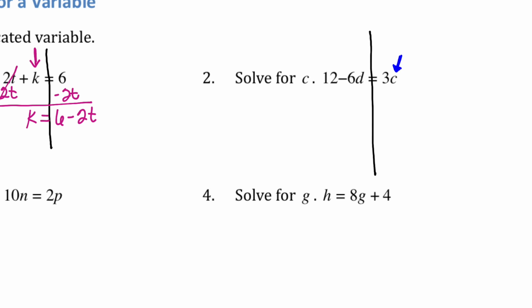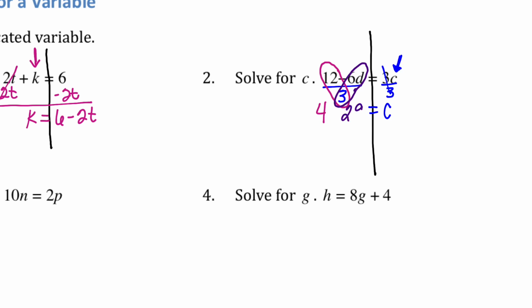So all we have to do to solve for c here is divide by 3 on both sides, because we want the c to have a 1 attached to it. So when we divide by 3, that 3 becomes a 1. So we get c equals, let's see here, we're going to do 12 divided by 3. That gives me 4. Then we're going to do, not 12 divided by 6, we're going to do 6d divided by 3. And that gives me 2d.